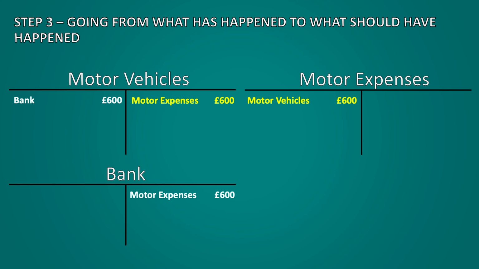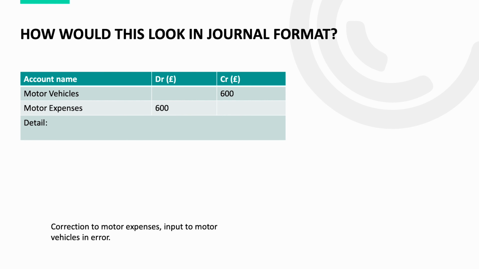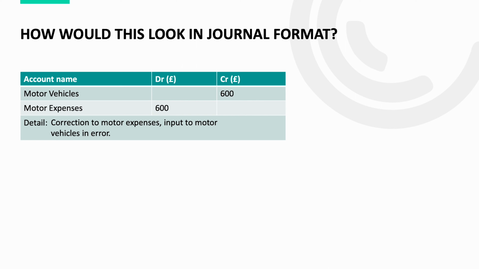How would this look in journal format then? The account names will generally run down the left-hand side and then the entries which you'd like to make on the right of them. In this example, our account names would be motor vehicles and motor expenses. We want to credit the motor vehicles and debit the motor expenses for £600. Remember, when completing a journal, the debits and credits must equal under the rules of double entry. Lastly, we just need to add in the detail of what the journal is for, so that if we come back to look at the transaction or somebody else in the team is looking at the entry, they know what it was for. We'll now move on to a second example to cover a slightly different scenario.